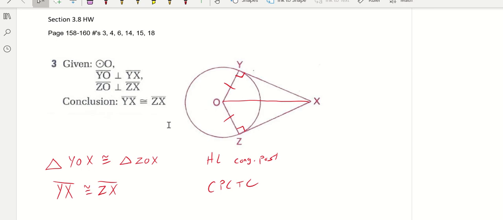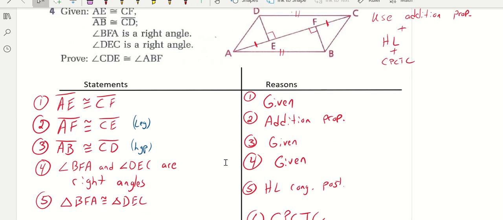So this one's kind of a funky problem because typically on these conclusion problems we have like one reason or whatever. This is a little bit more like a proof conclusion problem hybrid. So that's what's going on in 3. Taking a look at 4.